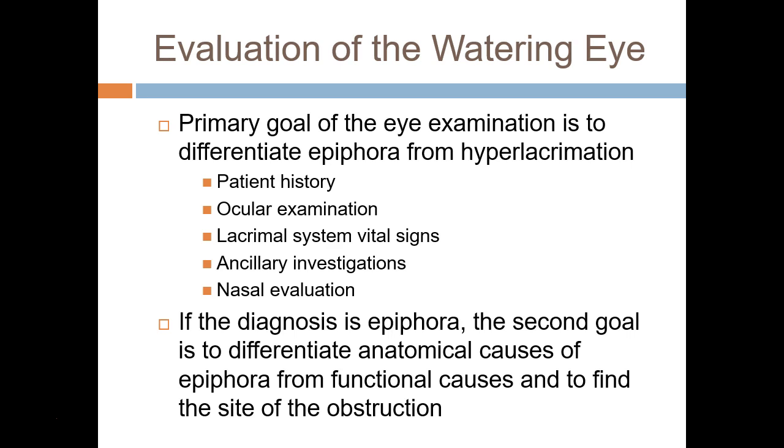Then if the diagnosis is epiphora, which is what we're talking about on this course, then the second goal is to differentiate anatomical causes from functional causes and find the site of the obstruction so you could try to fix something. So those are your goals in evaluating the watering eye: differentiating epiphora from hyperlacrimation, then classifying it between anatomical and functional, and then finding the site of the obstruction, kind of part 1, part 2, part 3. So this is how you examine a patient that has abnormal tearing or watering of the eye, and the things that you're looking for and what you're trying to do.